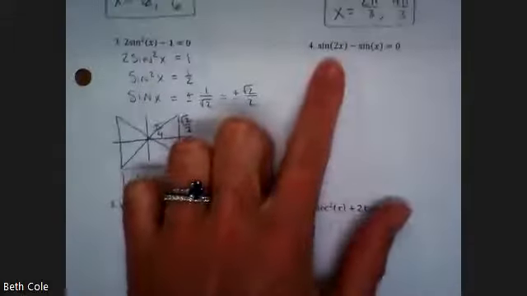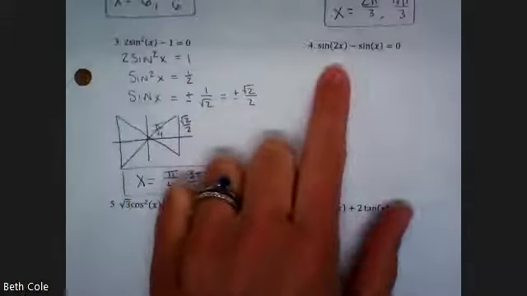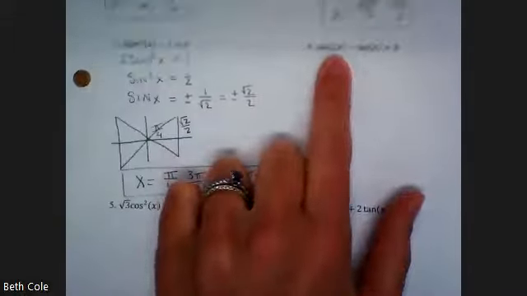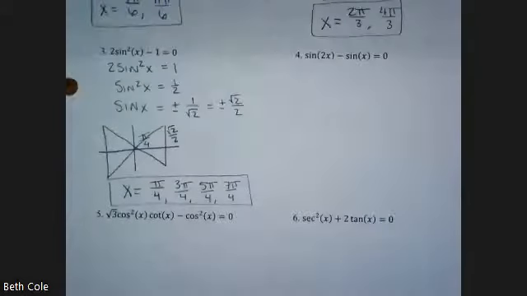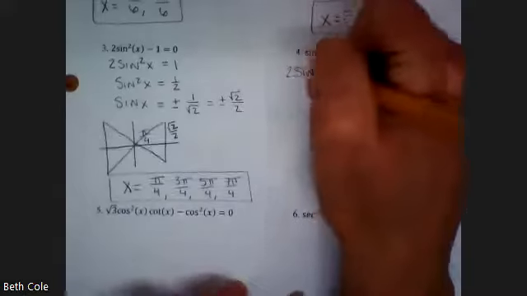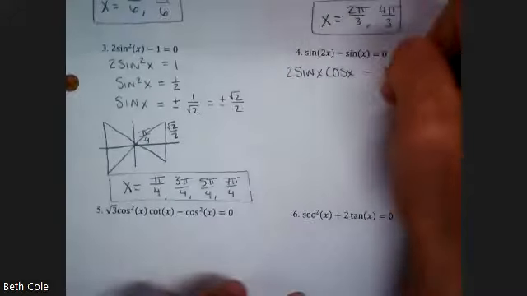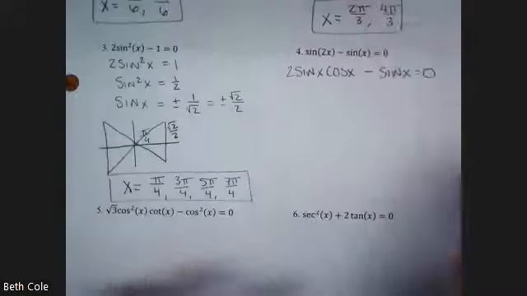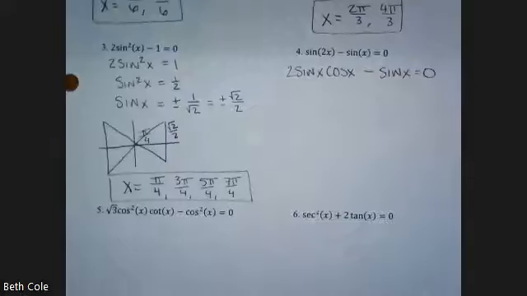This one, we're going to need one of the identities I wrote on the board. Do you see how it's sine of 2x? And I don't make you memorize this one. Sine of 2x, you can replace that with 2 sine of x cosine of x. Okay, so we're going to replace this with 2 sine of x cosine of x. We're getting into some more complicated ones here.